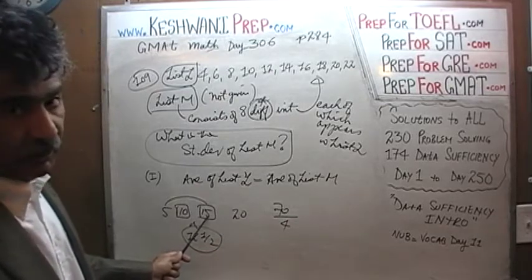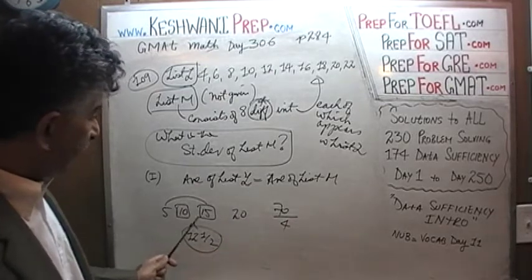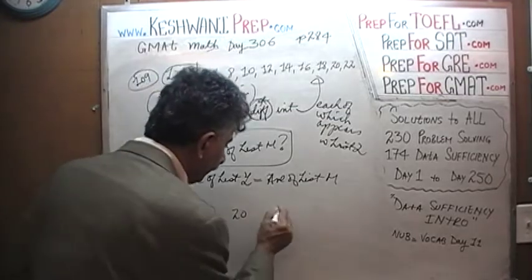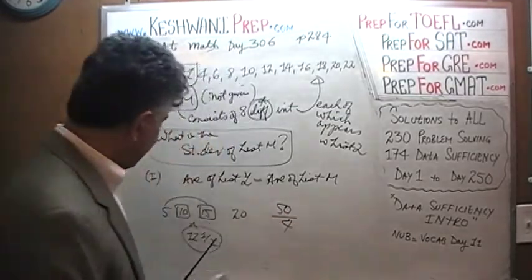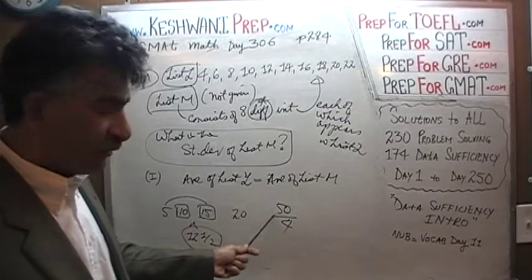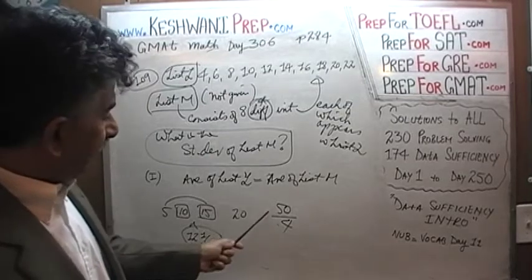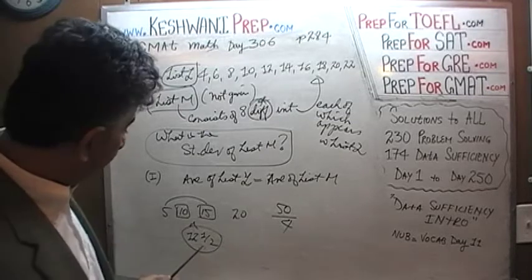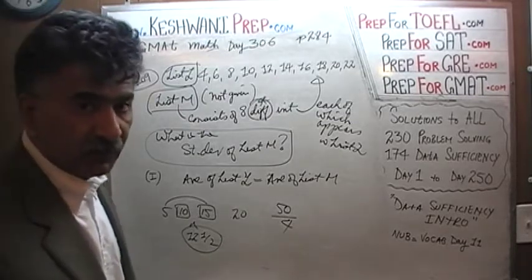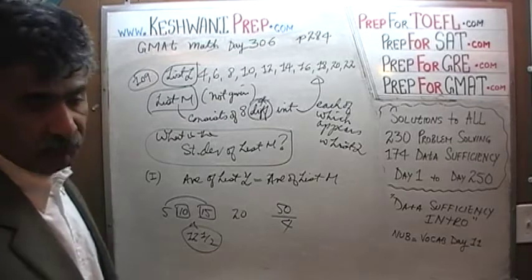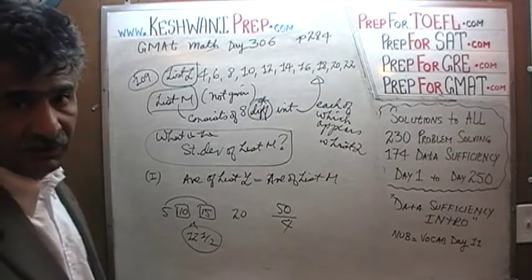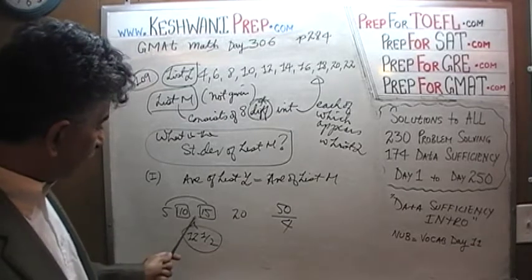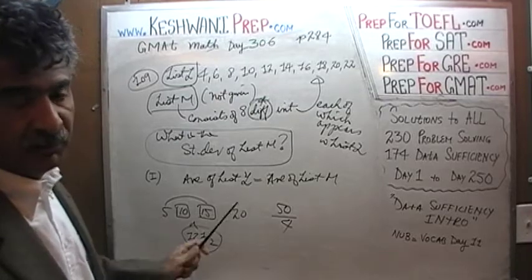5 plus 15 is 20. 20 plus 20 is 40. 40 plus 10 is 50. And 50 divided by 4 is 12.5, because 100 divided by 4 is exactly 25. If 100 divided by 4 is 25, then 50 divided by 4 will have to be half of 25, which is 12.5. But the point we are trying to make here is that we don't have to do all of this work. Visual inspection tells us that the average of these numbers has to be the number that falls right in the middle because they are evenly spaced.